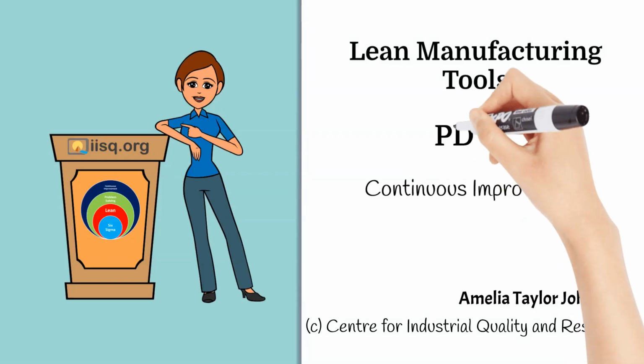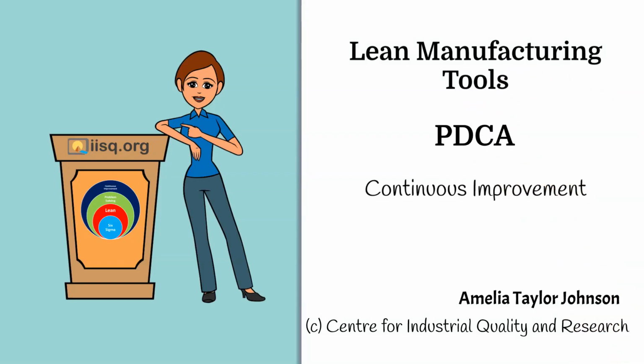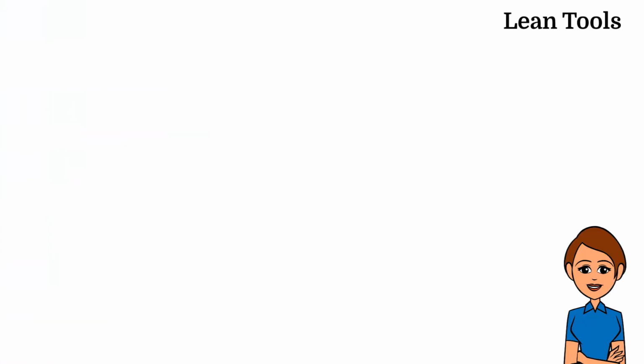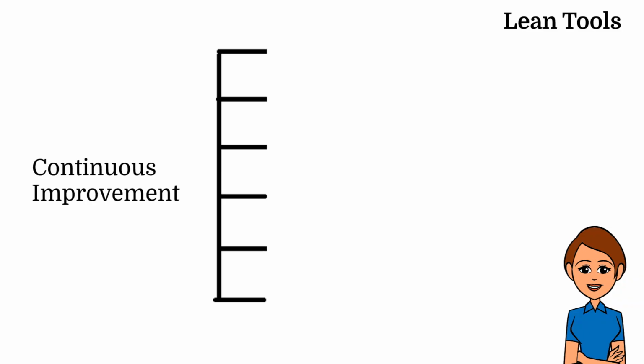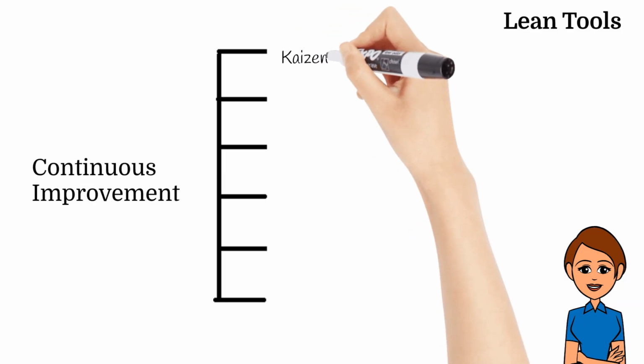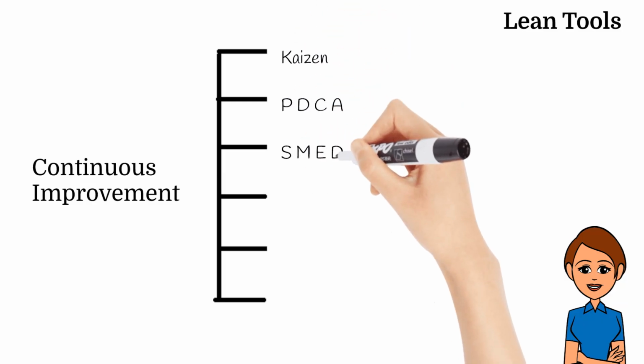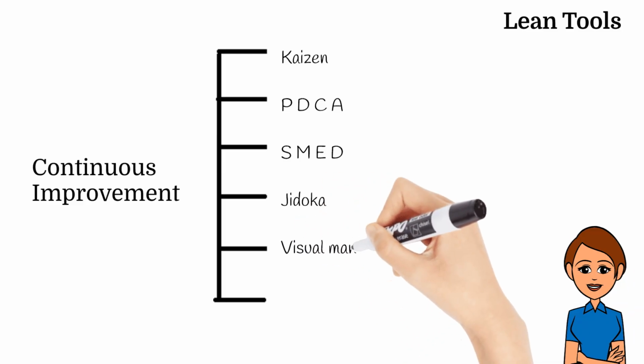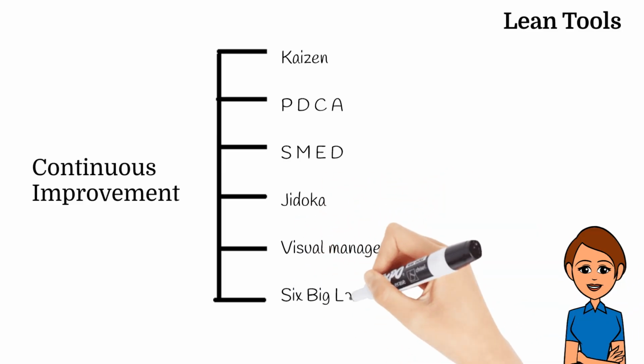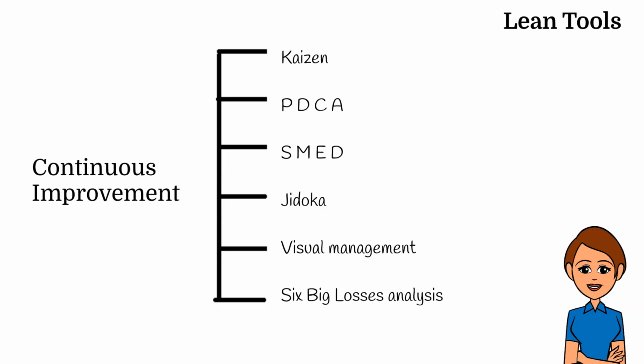Lean manufacturing tools for continuous improvement. We shall discuss important lean tools for continuous improvement in an organization. There are many such tools used for continuous improvement activities. We shall discuss 6 of those tools. These are Kaizen, PDCA, SMED, Jidoka, Visual Management, and 6 Big Losses Analysis. In this session, we shall discuss PDCA.